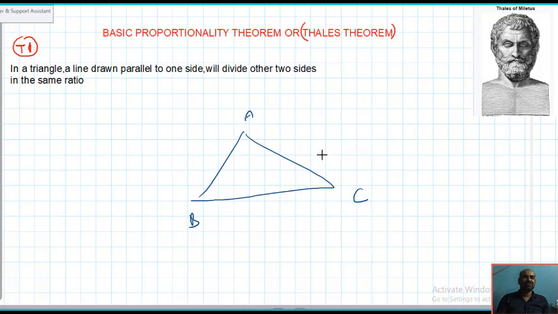On this plane you can draw infinitely many lines, some of them parallel to one of the sides, say BC. For example, this line is parallel to BC. If this line is parallel to BC, it divides the other two sides in the same ratio. That line intersects the other two sides at E and F. The statement of this theorem says that AE by EB equals AF by FC. Any line parallel to one side divides the other two sides in the same ratio, meaning AE by EB equals AF by FC. That we should prove.